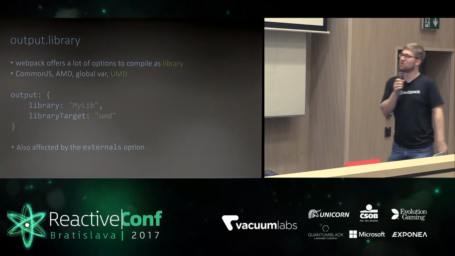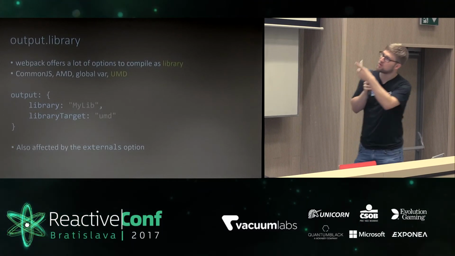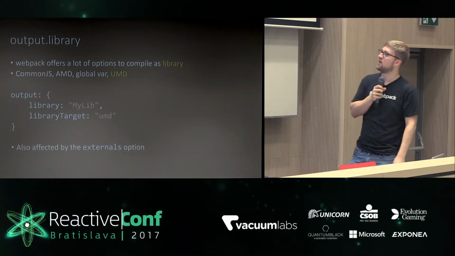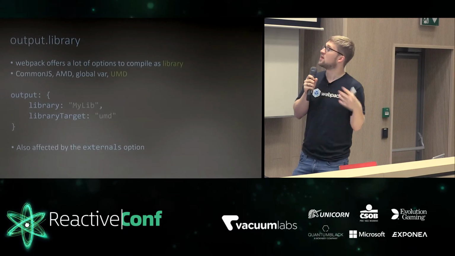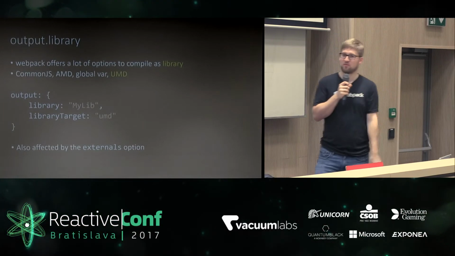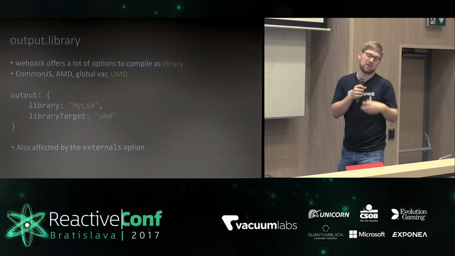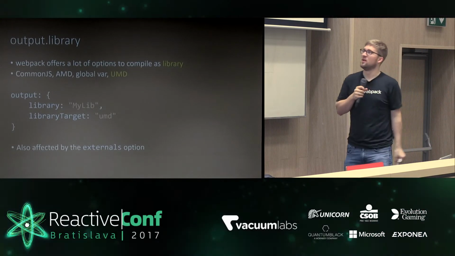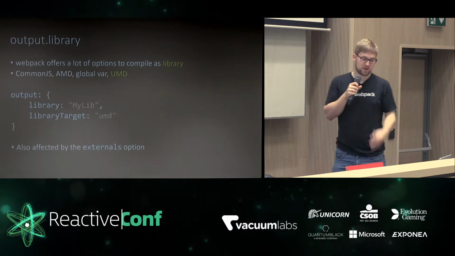You can use webpack to create libraries, which is supported by the output library option and the output library target option. So you can just say, that's the name of my library, mylib, and for library target, there are multiple options between AMD modules, CommonJS modules, global variables, or UMD, which automatically chooses the right one for you. This just adds some header to the bundle and creates some CommonJS exports or AMD defines or the UMD header. It's also affected by the externals option.